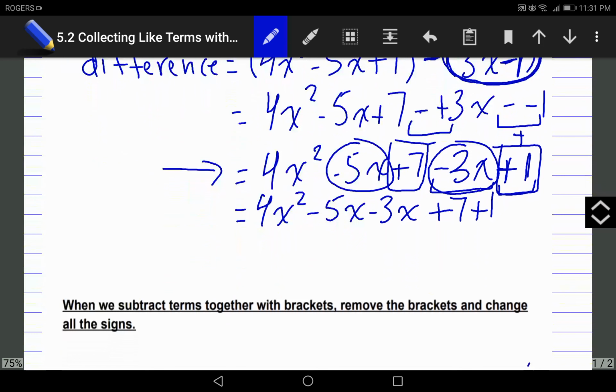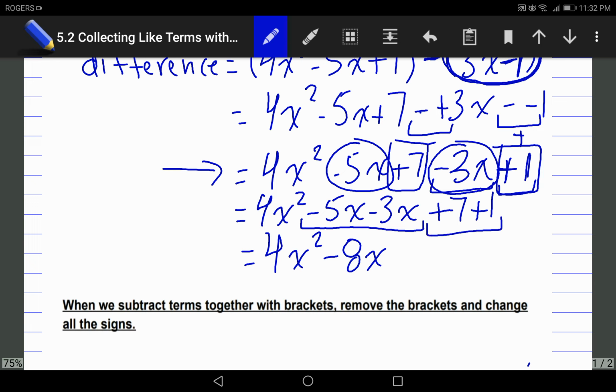Okay, let's finish this off. 4x squared stays as it is. There's nothing else to combine with it. What is negative 5x minus 3x? It is, if you do negative 5 minus 3 on your calculator, it's negative 8x. And what's positive 7 plus 1 or plus 7 plus 1? It's plus 8. Can we go any further than that? No. Okay, we have no more like terms left to add or subtract together.